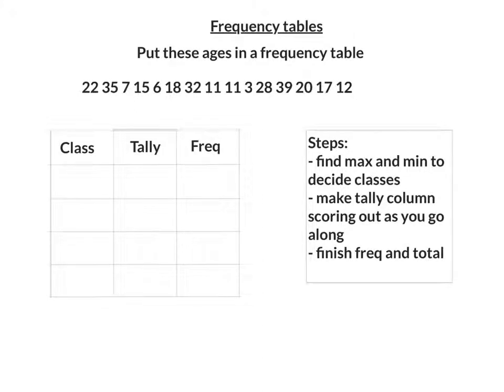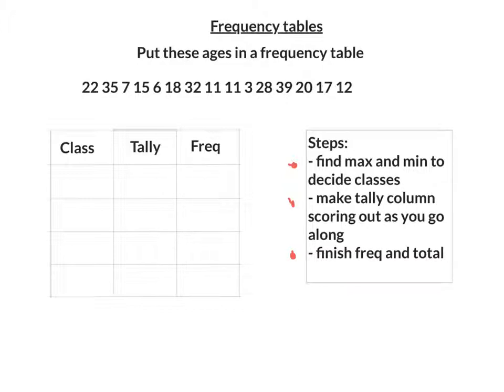In this video, we're going to look at creating a frequency table. Now, to create a frequency table, we need to find the maximum and minimum in the group of numbers to decide our classes, what our rows will be. Then we make a tally column, scoring off as we go along, and then we finish by working out the frequency and totaling up the numbers we have.